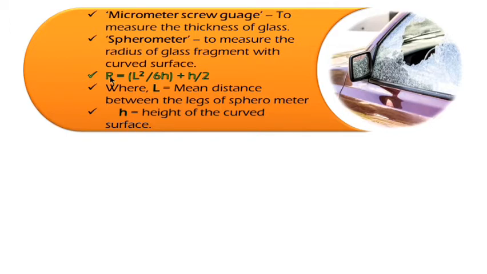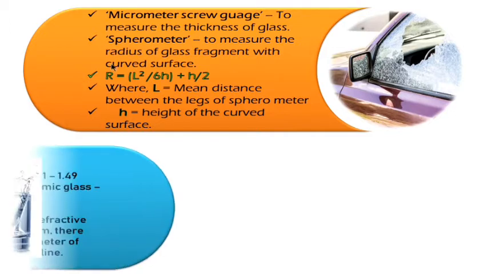So they use R = L²/6h + h/2, where L is the mean distance between the legs of the spherometer, and h is the height of the curved surface. R is the radius that we will be finding out.